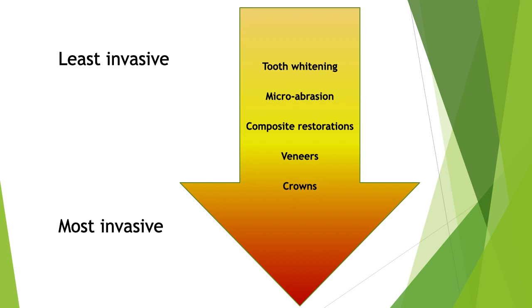Now, when managing tooth discoloration, we should go in an order. We should use the least invasive techniques, and then if these don't work, then we can move into more invasive ones. So the least invasive and the most conservative technique to apply is to whiten the teeth or bleach them. If that doesn't work, then we can use the microabrasion. If that doesn't work, then we can move into composite restorations. If they don't work, then we can use veneers and crowns.